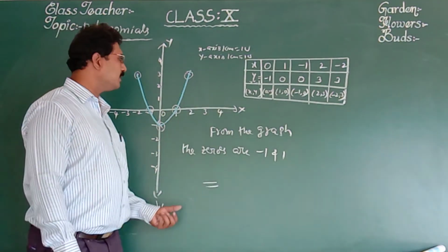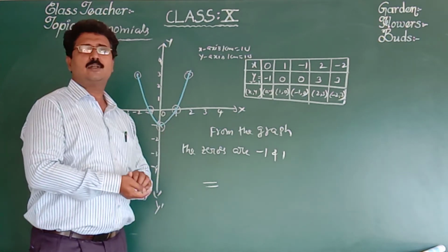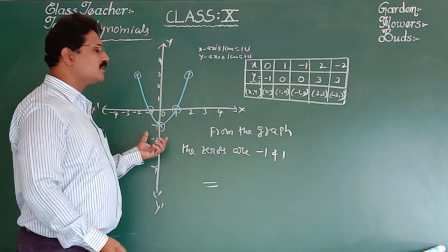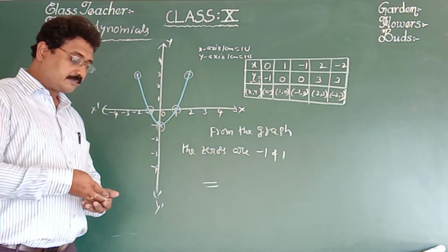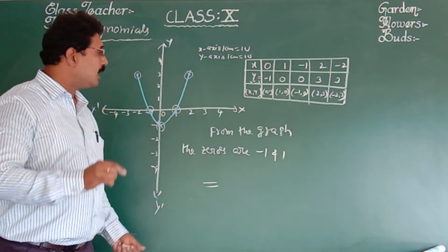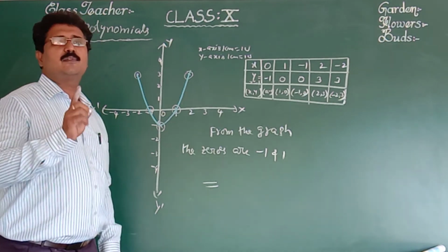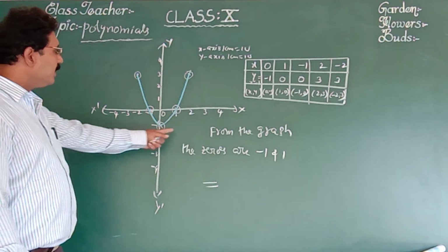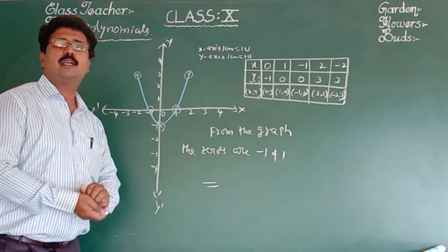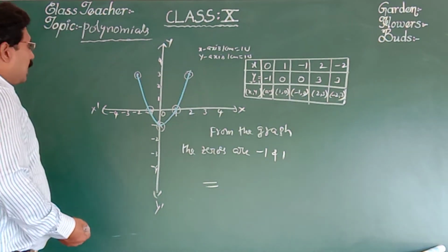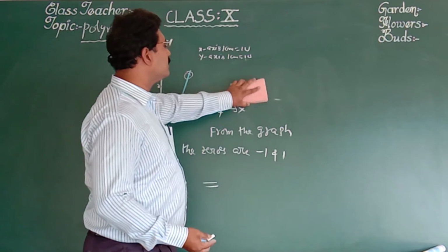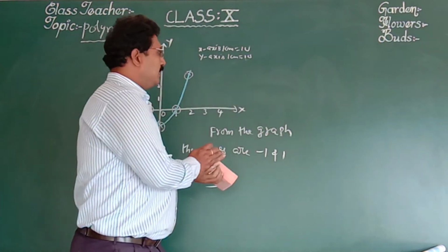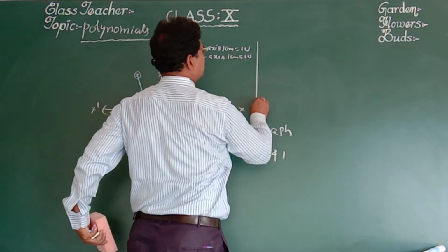Some students made some mistakes in the assignment, so this is again for verification. Also, after completion of the graph, you must verify the problem. Now from the graph, what are the answers? Minus 1 and plus 1. Now we have to verify whether it is correct or not, so you must write that verification.